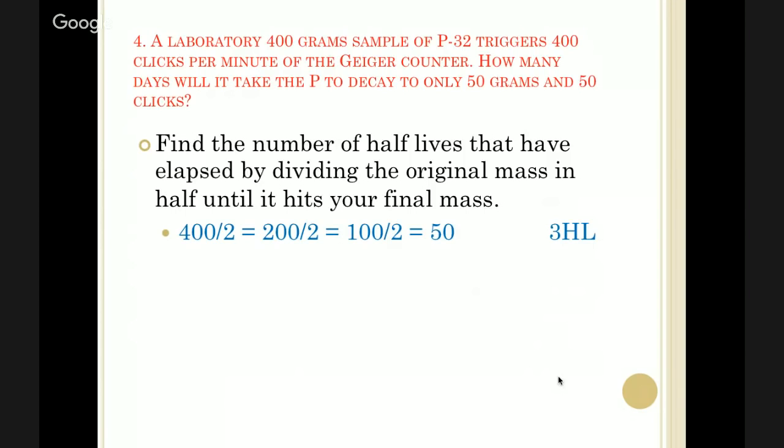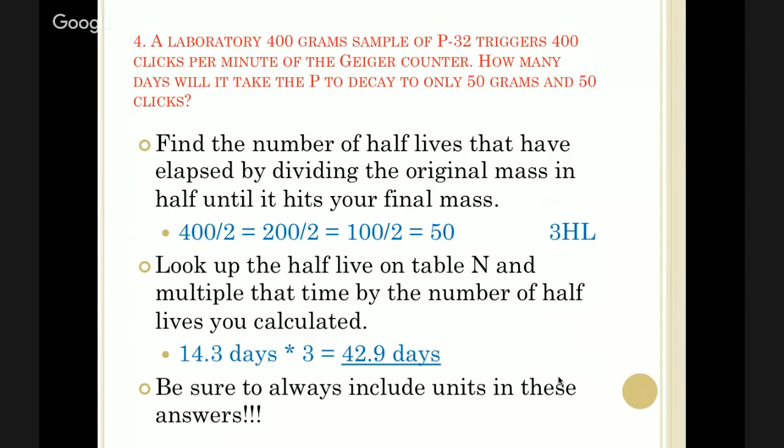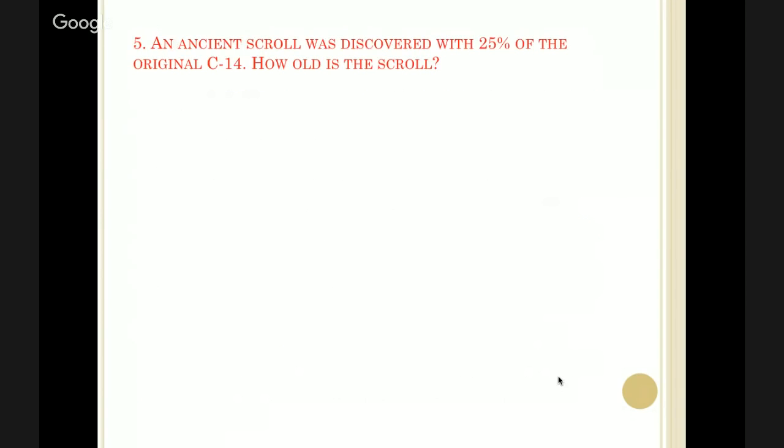3 times. Now that you know you went through 3 half-lives, you can look up on Table N how long a half-life is and multiply it by 3. So on Table N it was 14.3 days, times 3 is 42.9 days. Make sure you always include units in your answers.